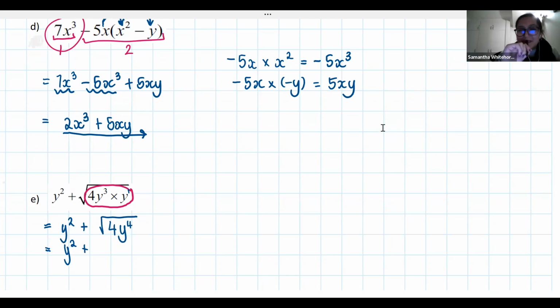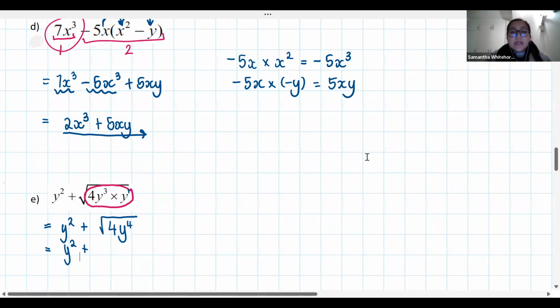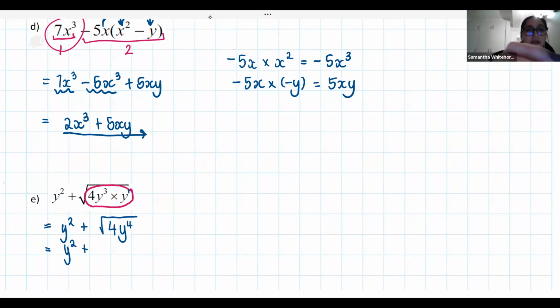Okay, so you've done really nicely, Nkululeko. This is a hard one, so well done. So guys, firstly, what I want to just point out is Nkululeko said right now we don't have like terms, and that is true. So we need to double check: have I simplified my terms fully? So y squared is y squared. I can't do anything with that.